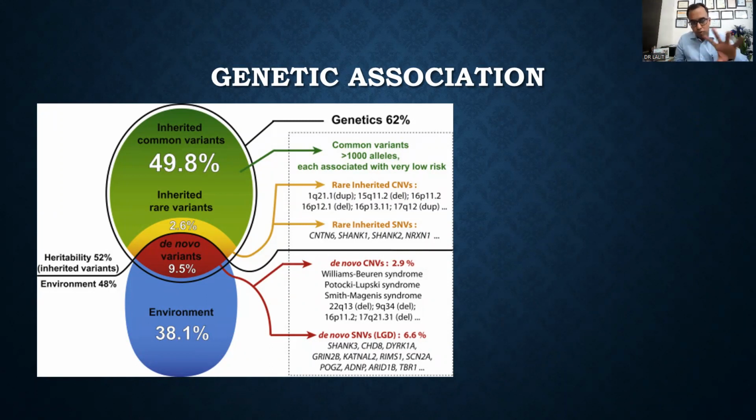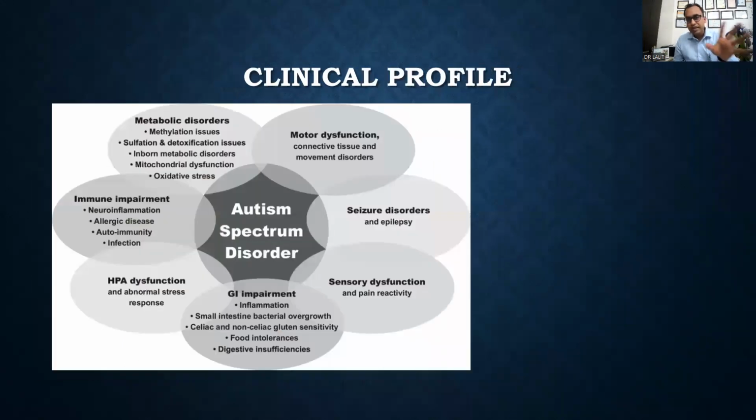So this is the overall presentation of how genetics can express in a child as an association of a genetic factor for ASD. Environment is 38.1%, which we have discussed in our previous slides. So let's go a little bit more into the genetics. This is the clinical profile which can present in an autism spectrum child.